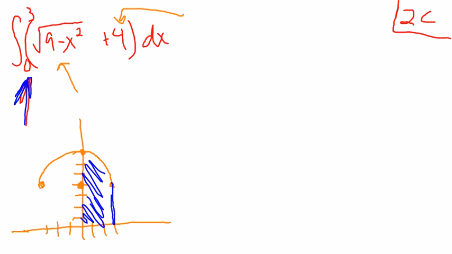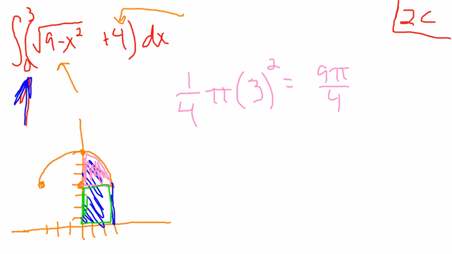That guy right there. So what I'm going to do is break this down into a part of a circle and a rectangle. So I got this guy, pink. Pink, it is a quarter of a circle, 1/4. Pi times radius squared, and the radius is 3, so 3 squared. So that gives me 9 pi over 4. And then the rectangle down below, blue, is 4 high and 3 wide.